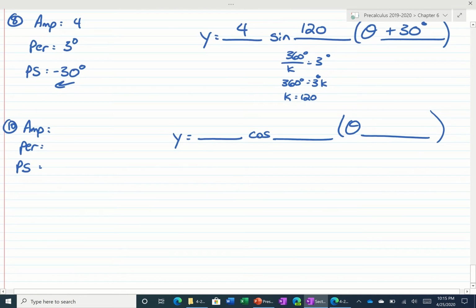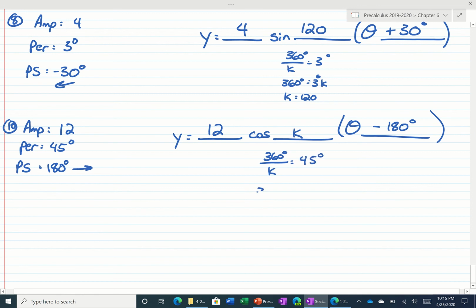For number 10, it's going to be similar except we're using cosine. Amplitude's 12, period's 45 degrees, and phase shift is 180 degrees. In the test, I would tell you it goes to the right. So we're going to put minus 180 degrees. The amplitude is 12. And in order to figure out the period, we take our normal period of cosine divided by k, and that's going to be 45.